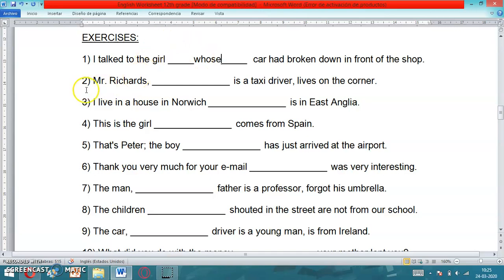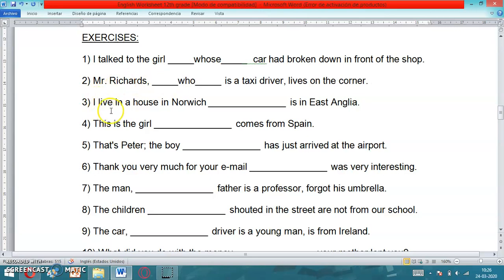Okay? Mr. Richards is a taxi driver, lives on the corner. The subject in this sentence is Mr. Richards, so we use the relative pronoun who.